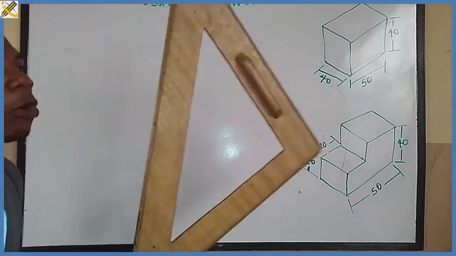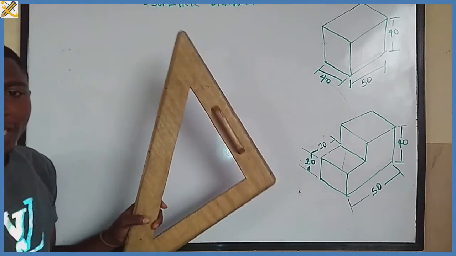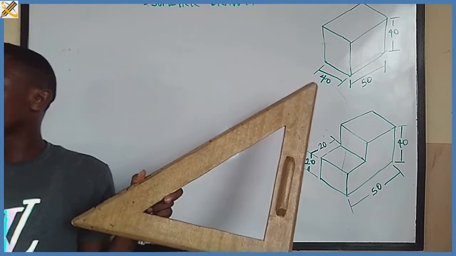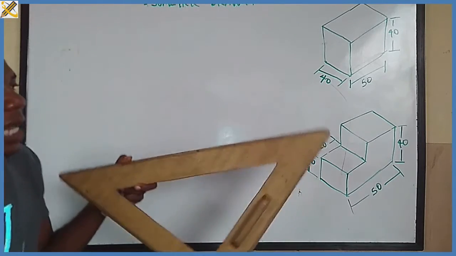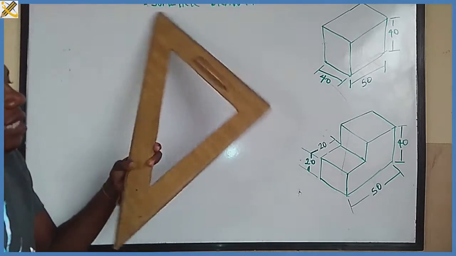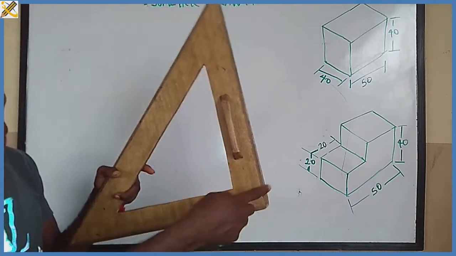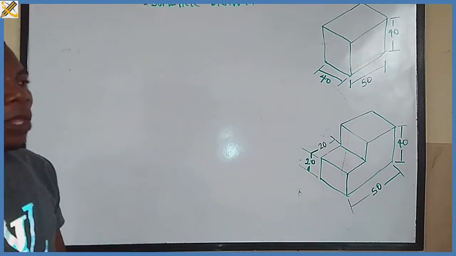While this second one is a 45 degree by 45 degree set square. So the angle here is what? 45 degree. Here is also 45 degree to the horizontal, and that gives us angle 90 degree.